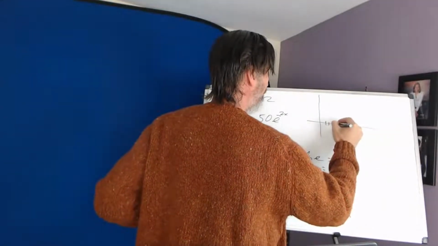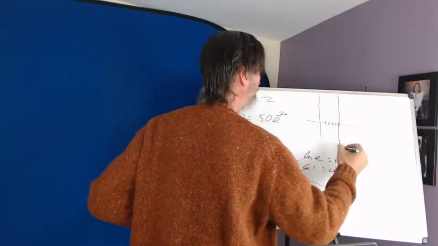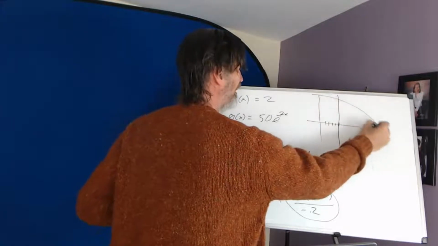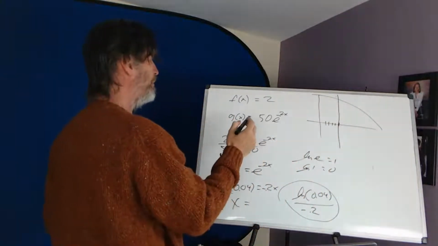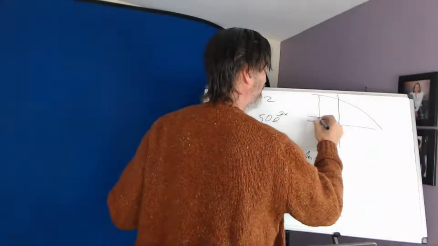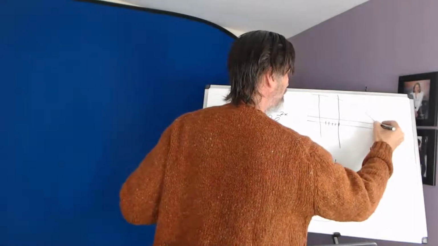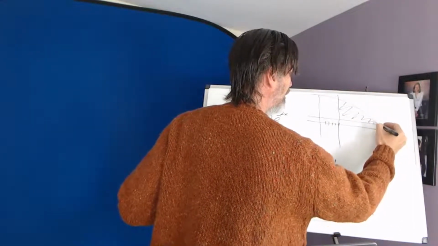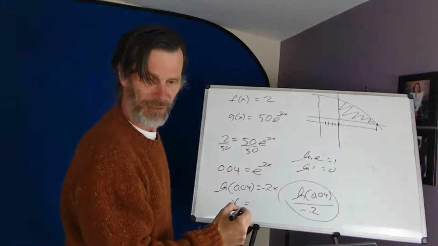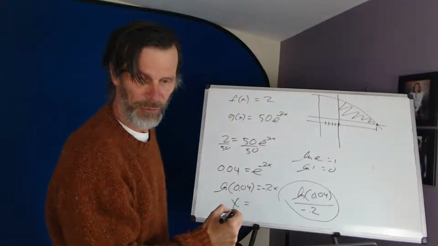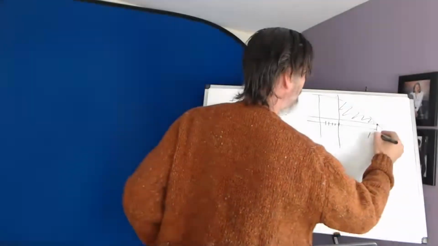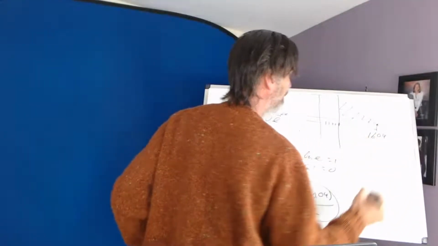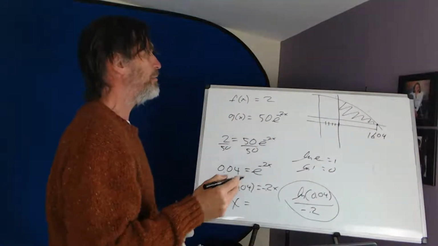So I have x equal to 5. I have this function, 50 e to the x, and f of x was equal to 2. So this is the area that I'm looking at. We said it was 16.09, yep. So that's the place where they cross.